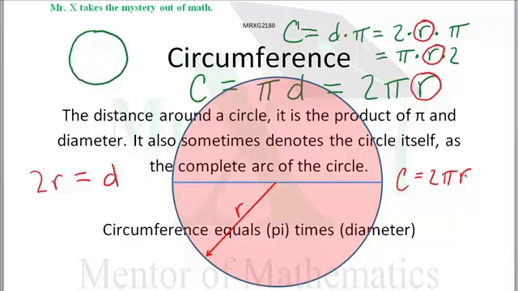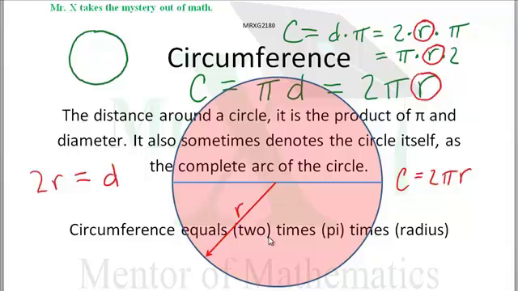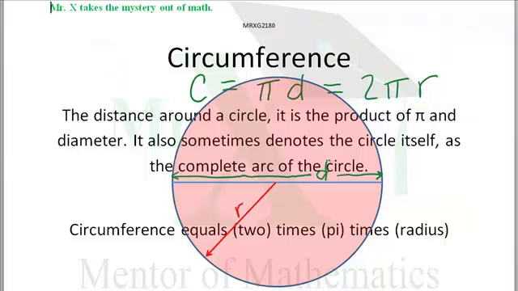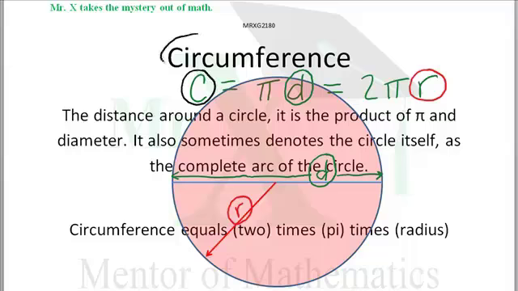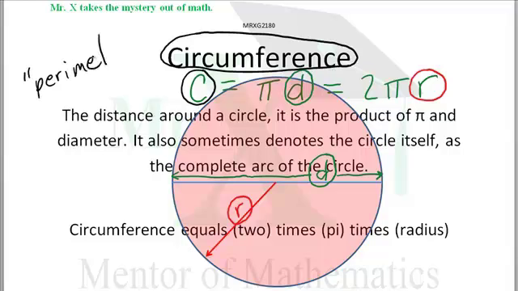Let's write that in English. Circumference equals 2 times pi times radius. So what's the right formula? Is it pi d or is it 2 pi r? Well, whether you know d, the diameter, and you want to use pi times d, or you know r, the radius, and you want to use 2 times pi times r, either way, you can calculate big C here, which stands for circumference, the perimeter of a circle, the distance around the circle.